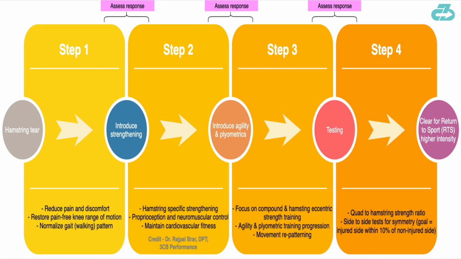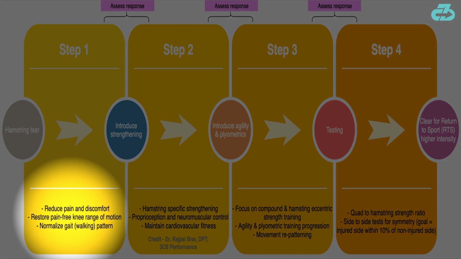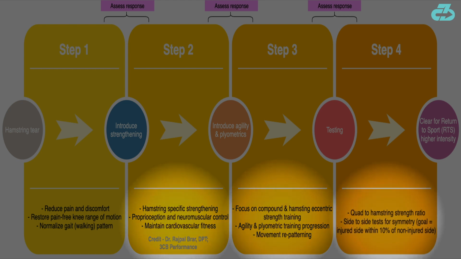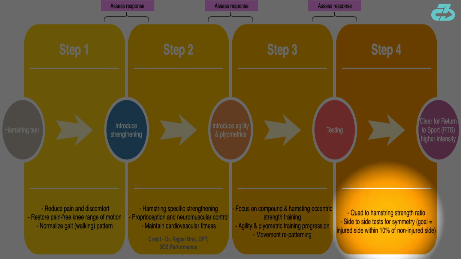Kane's hamstring protocol will work on eliminating pain, restoring normal pain-free knee range of motion, normalizing gait, walking, gradual progressive strengthening with an eventual emphasis on eccentric strengthening, neuromuscular and postural control, maintaining some level of overall fitness, and normalizing key ratios such as quadriceps to hamstring strength and side-to-side lower body symmetry.